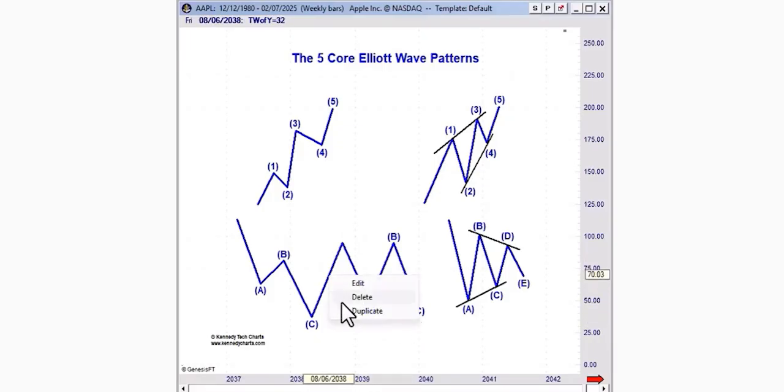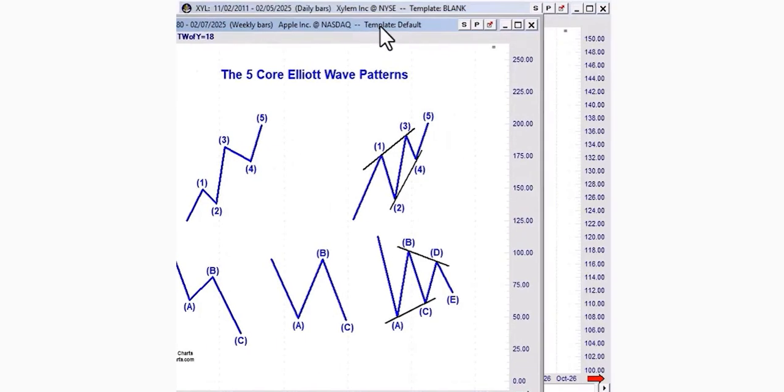Okay, so again, I don't really care for the term complex correction. Moving forward, I'll most likely use the terms interchangeably. Complex correction, all it is, is an extended correction. It simply means there are two corrective structures joined together by an X wave. So there's nothing complex about it.